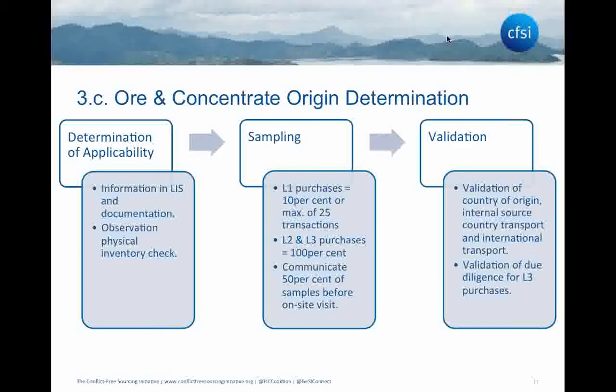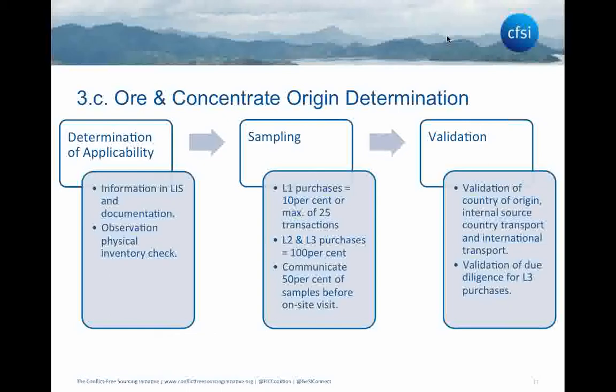A sampling approach may be used for level 1 purchases as well as secondary material. For level 1 purchases, the auditor will select 10% or a maximum of 25 transactions for review. Level 2 and level 3 non-secondary purchases must be reviewed 100%, so there is no sampling for those higher risk level countries. For secondary material, there is also a sampling plan which is included in both the audit protocol and the audit procedure.